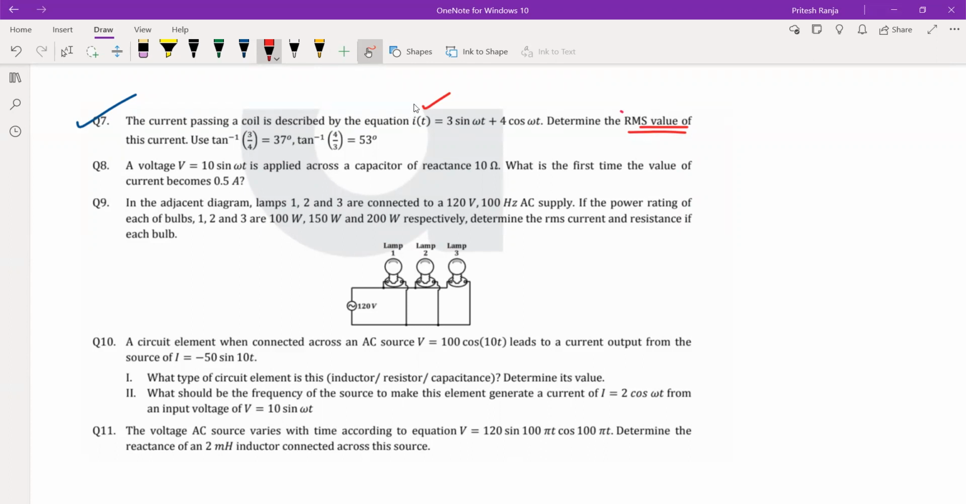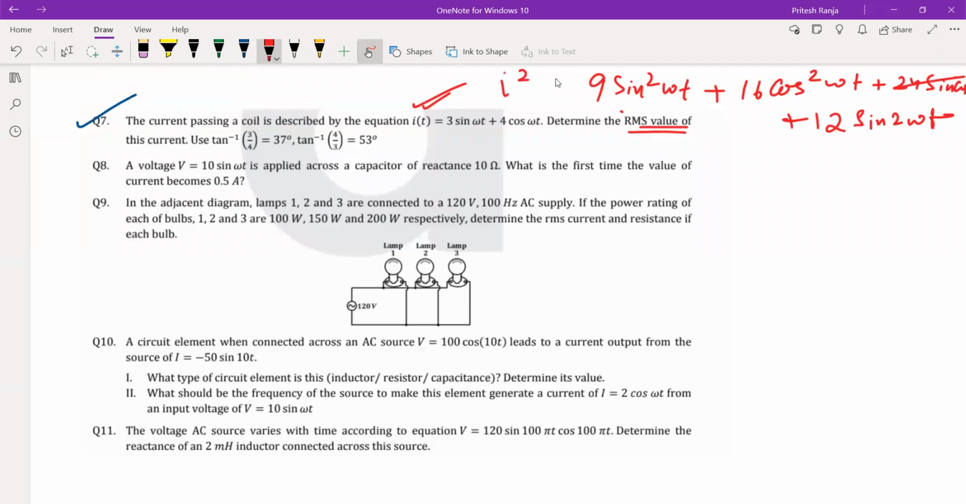रूट मीन स्क्वायर. तो first you have to square this. स्क्वायर करेंगे तो क्या होगा? 9 sin squared omega t plus 16 cos squared omega t plus 24 sin omega t cos omega t. So this you can condense and write it as 12 sin 2 omega t. So this is the value of I squared.